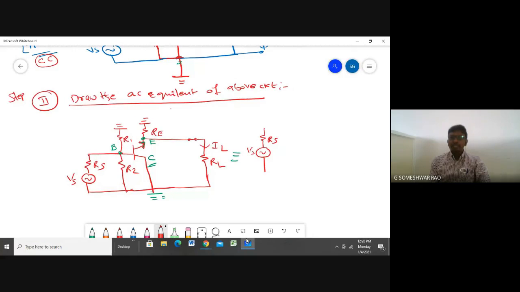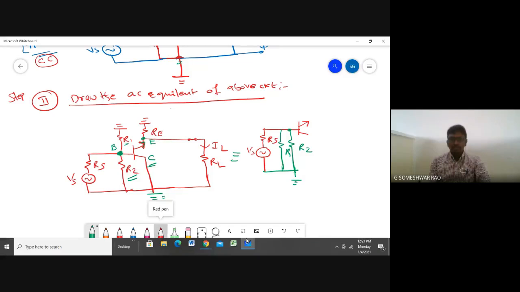VS, RS. This is the base terminal, and to the base terminal, if you observe, this is the emitter. To the base terminal, R2 is grounded and R1 is also grounded. That means it is forming a junction here, a parallel combination. That parallel combination I'm redrawing like this. So this is R2, and at this junction we also have R1, and both are grounded actually. So both are connected to ground here.